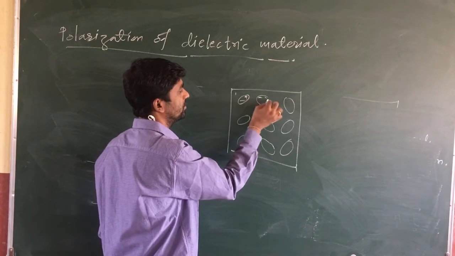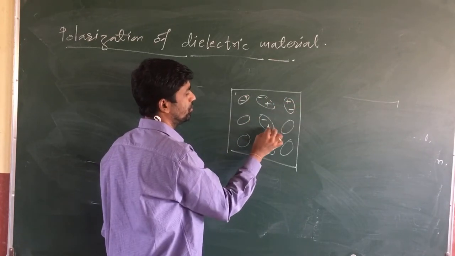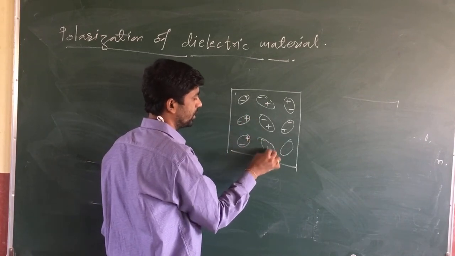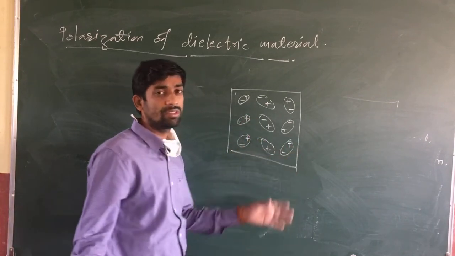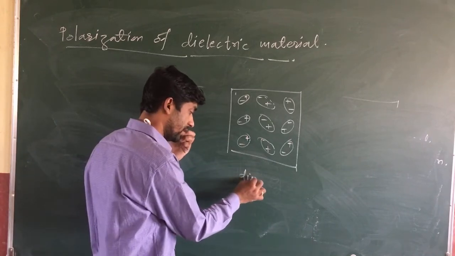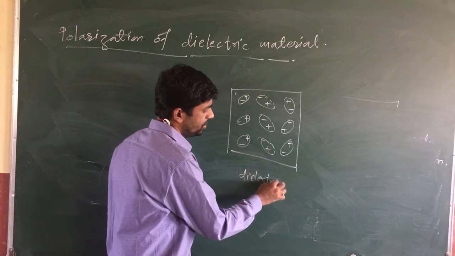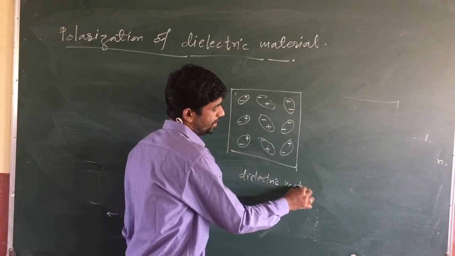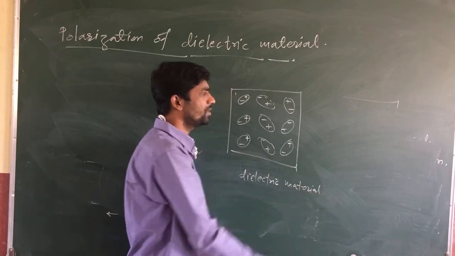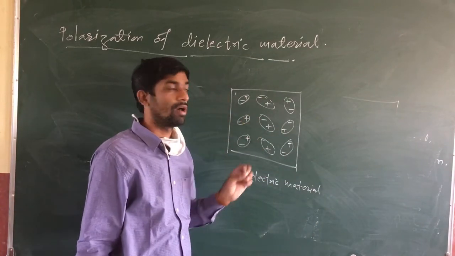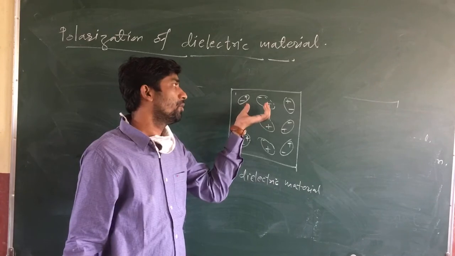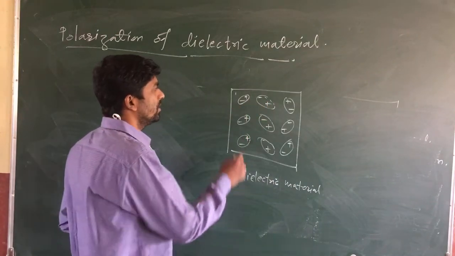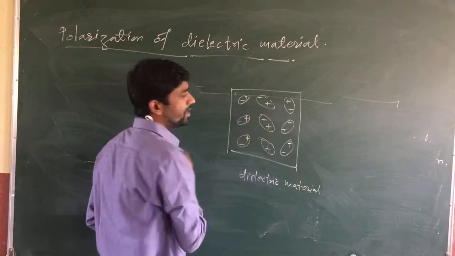You can take any positive and negative charges in random order. So this is a dielectric material or dielectric slab, and there is no electric field. Due to that, the net polarization, or net dipole moment, is zero, because all dipoles are oriented in random directions.